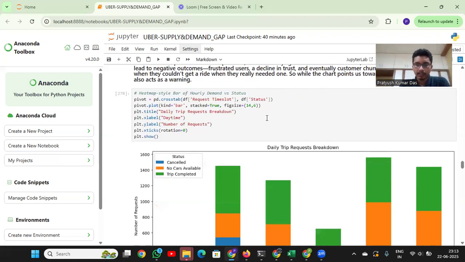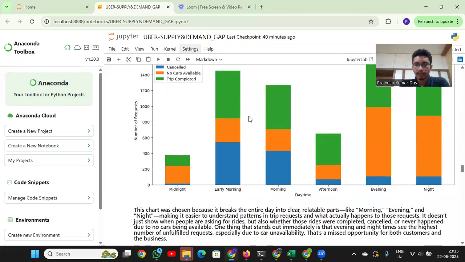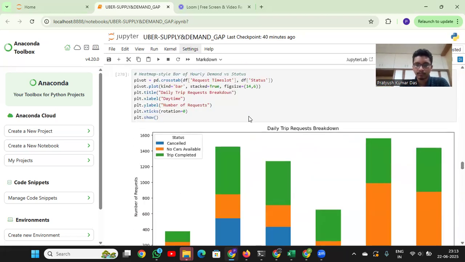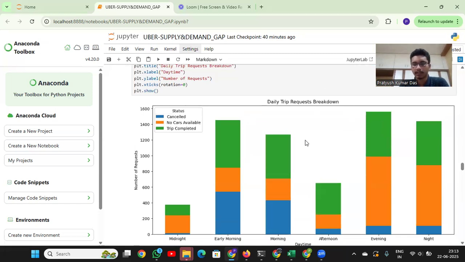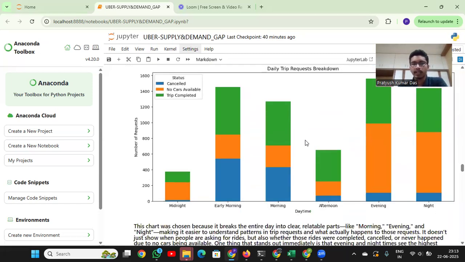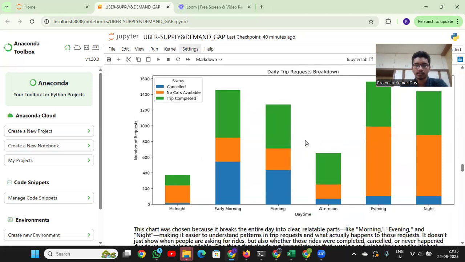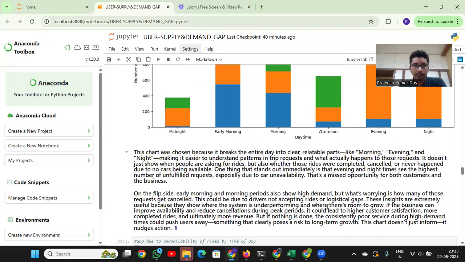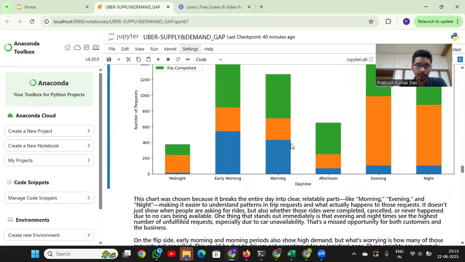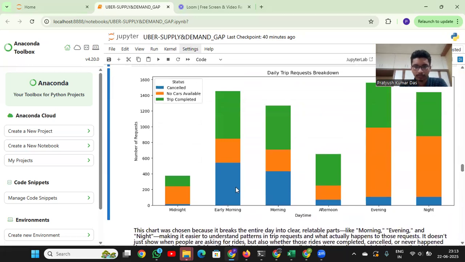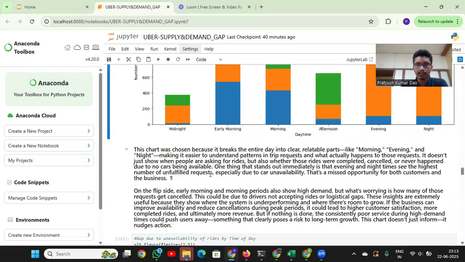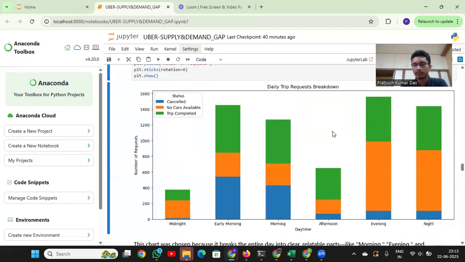So yeah, this was my insight, and after that, I have come to the chart known as daily trip request breakdown, where we have different time slots of the day showing different trip statuses, like what we have shown here. It's the broader version of the previous chart, but more concise, and this can help us do a better analysis.